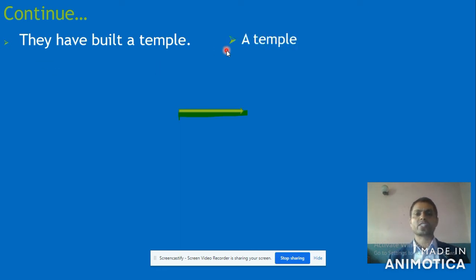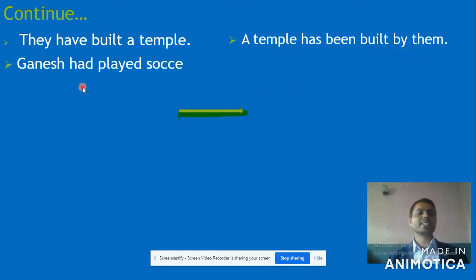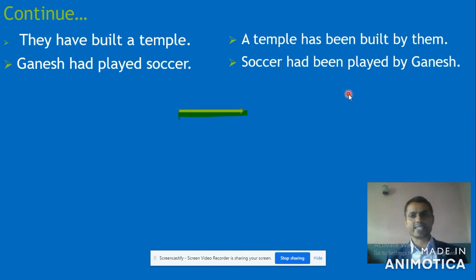Let's look here on the screen as well. A temple has been built by them. The next one: Ganesh had played soccer. Here this is past perfect, had plus verb 3 or past participle form. Ganesh had played soccer. Its passive is what? Soccer had been played by Ganesh.